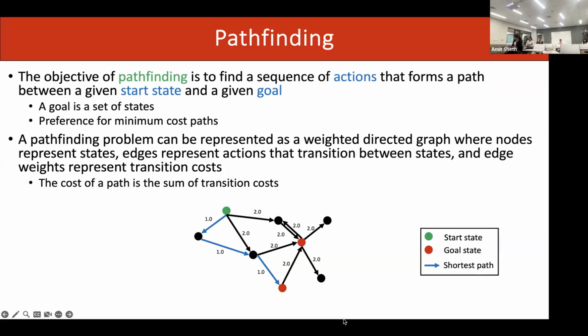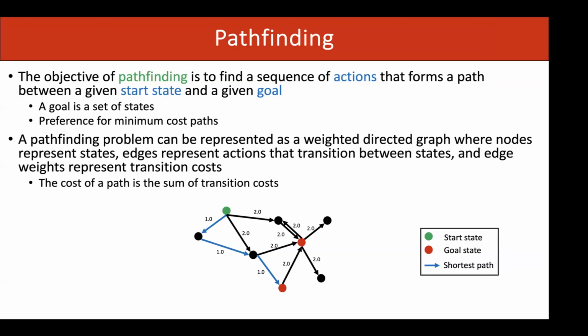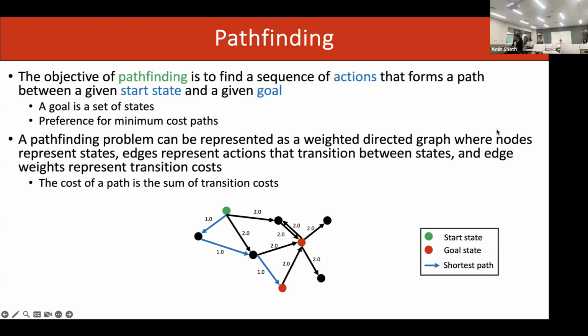So what are the classic problems that we're looking to solve? The classic problems we're looking to solve are called pathfinding problems. And the objective of a pathfinding problem is to find a sequence of actions that forms a path between some given start state and some given goal, where a goal is a set of states that are considered goal states. Also, one of the preferences for pathfinding problems is to minimize the cost of a path.